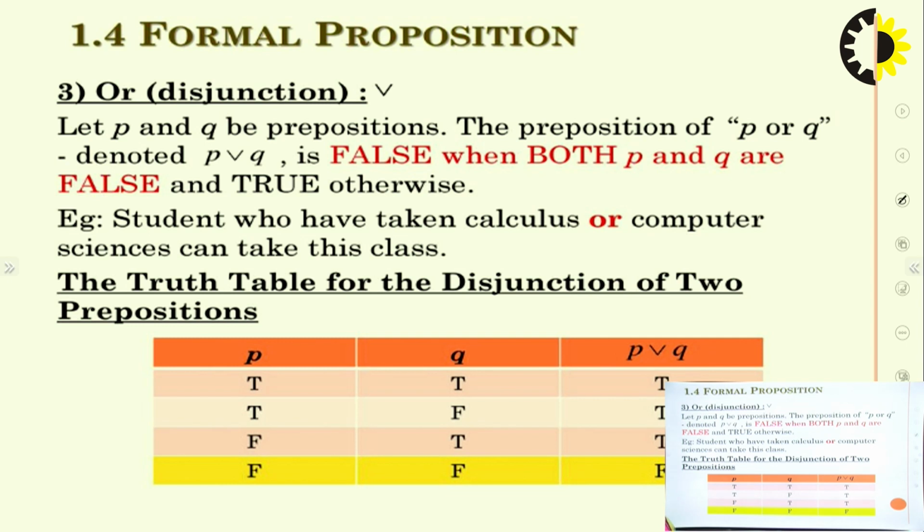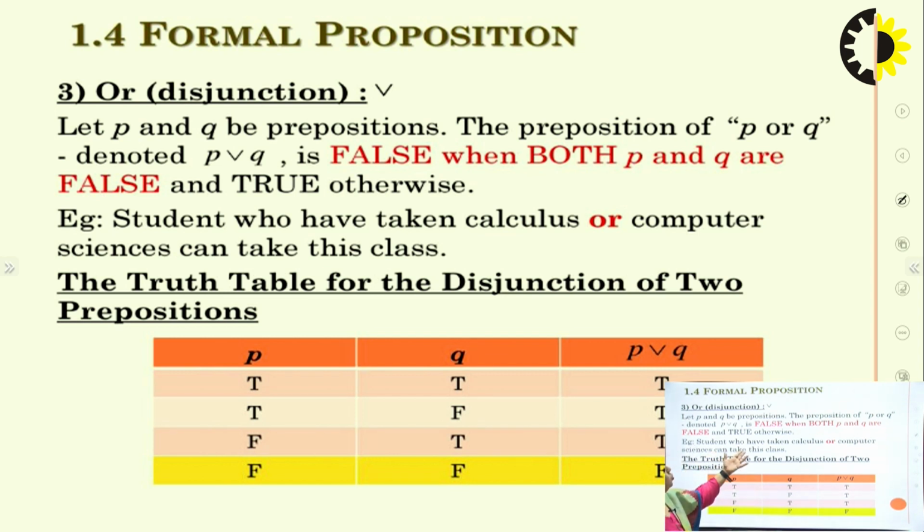Now talking about the disjunction operation. Disjunction is if I have two propositions P and Q and I use an OR operator, that is P or Q. The output value for P or Q will only be false if both are false. Even if any one is true, it is going to be true. If both are true, then also it is going to be true.